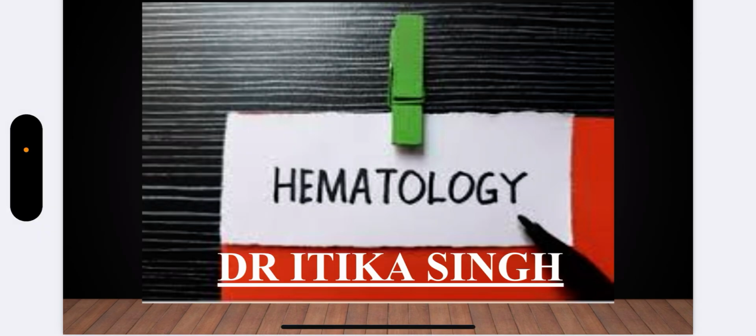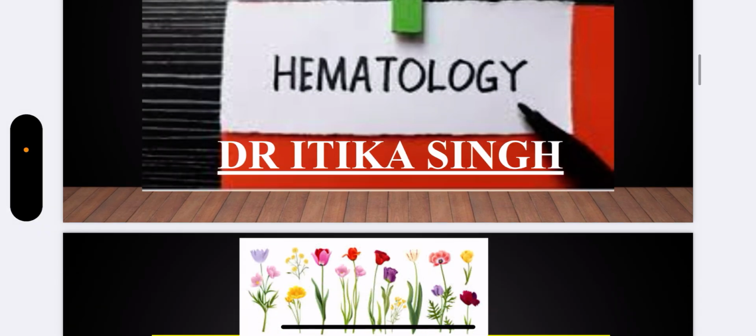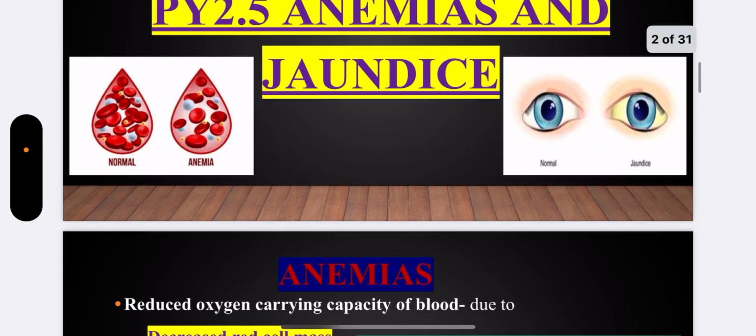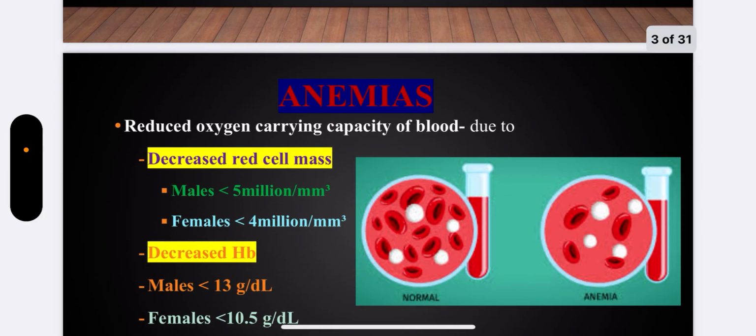Today we will discuss about anemias. So what is anemia? It is a condition that can occur because of reduction in the oxygen carrying capacity of blood, which can occur either because of decrease in the RBC count or because of reduction in the hemoglobin concentration. You can see the values here.